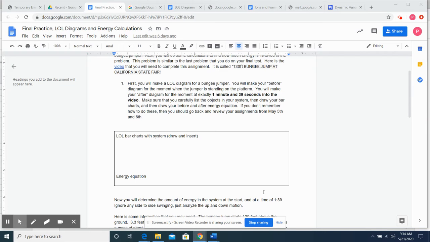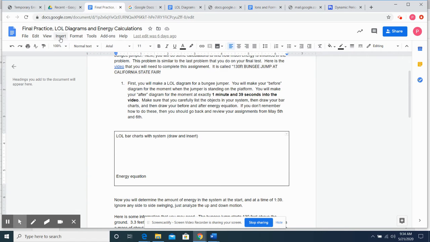Hello, I'm going to give you an answer key to the practice that you did with LOL diagrams and energy calculations that might help you out with the final test. So first I'm going to take a look at the LOL chart.